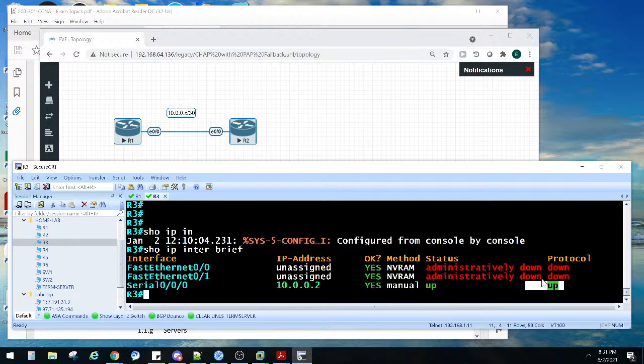Y'all correct me if I'm wrong, but yeah, let's move on to challenge lab number 2. That calls for 2 switches. Should I use Eve for this one?